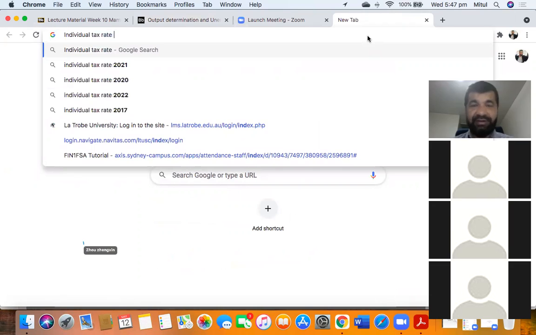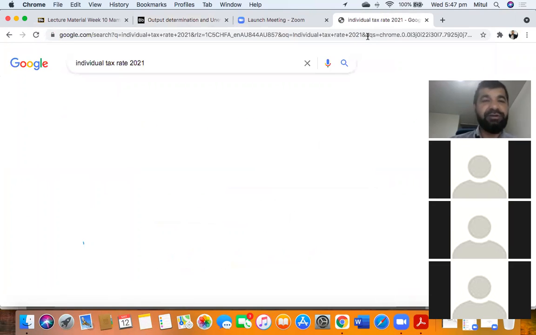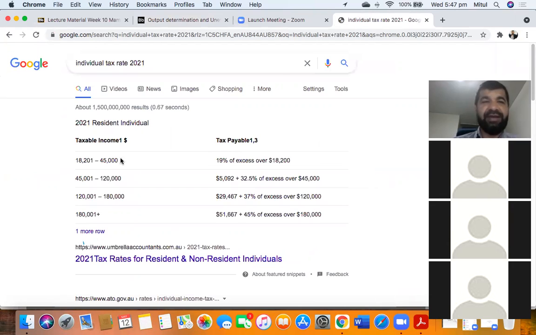Individual tax rate, 2021, for example. So you can see this tax rate we have. So this one we call marginal tax rate.